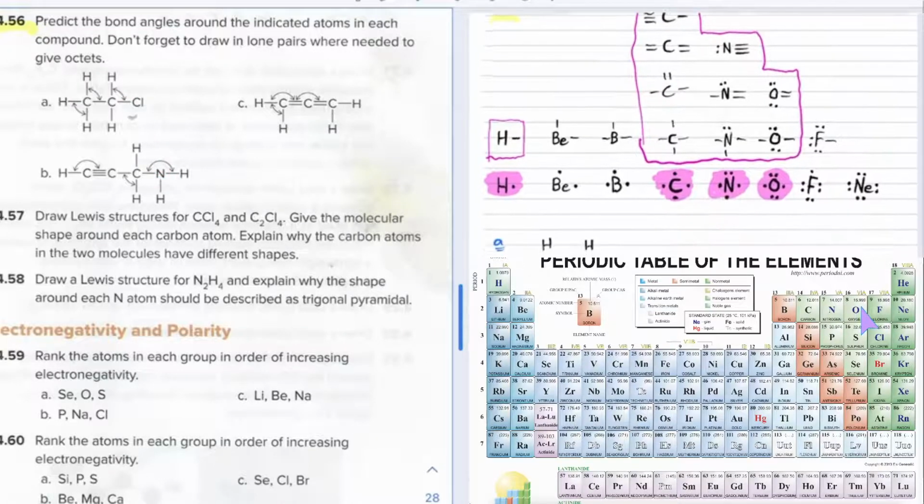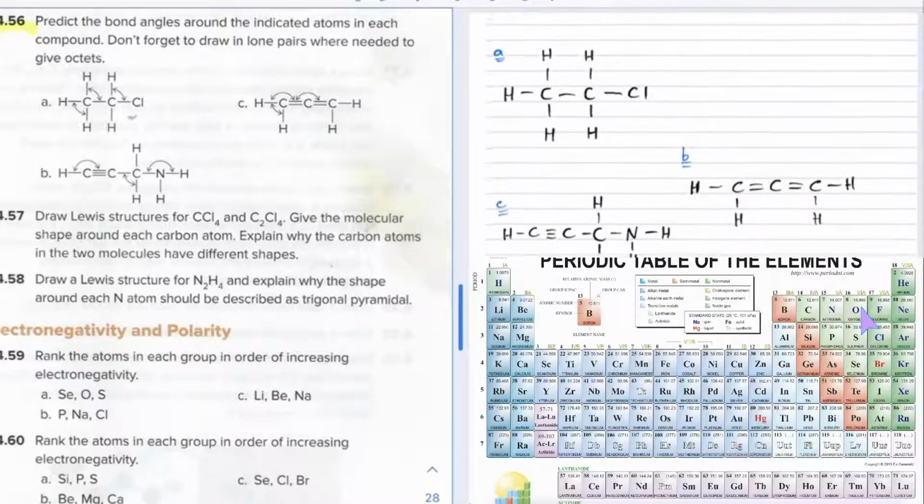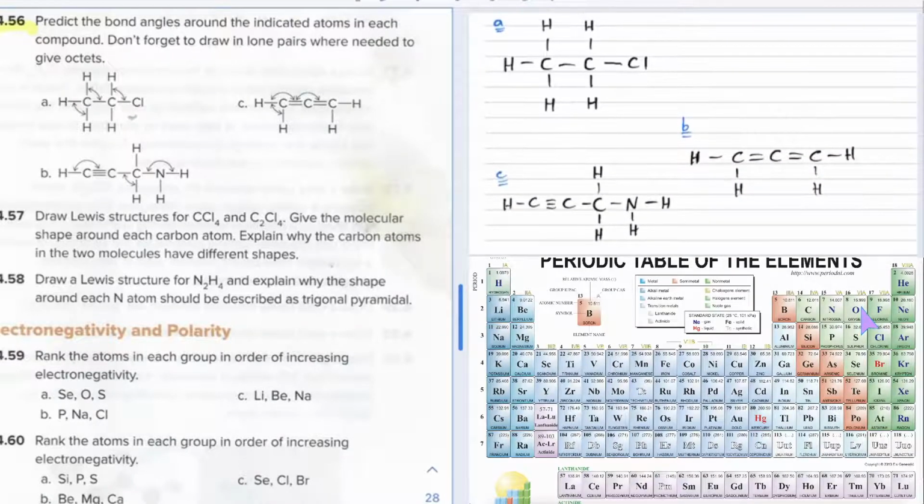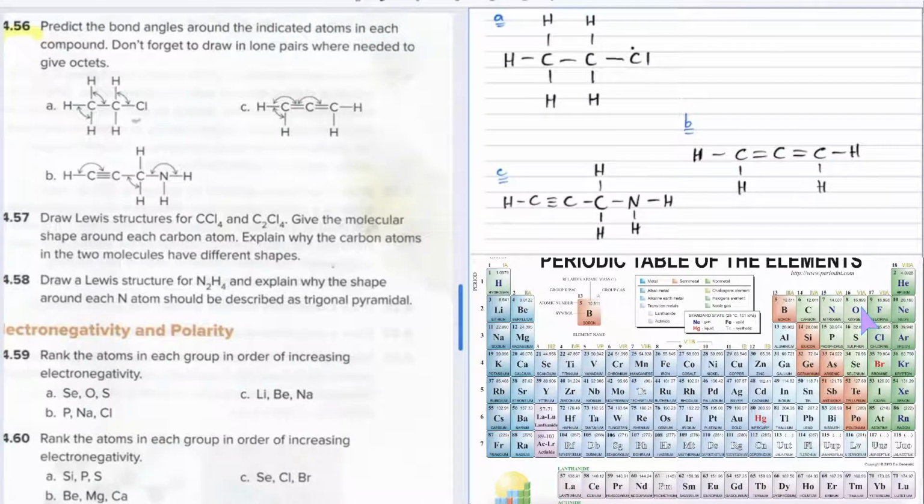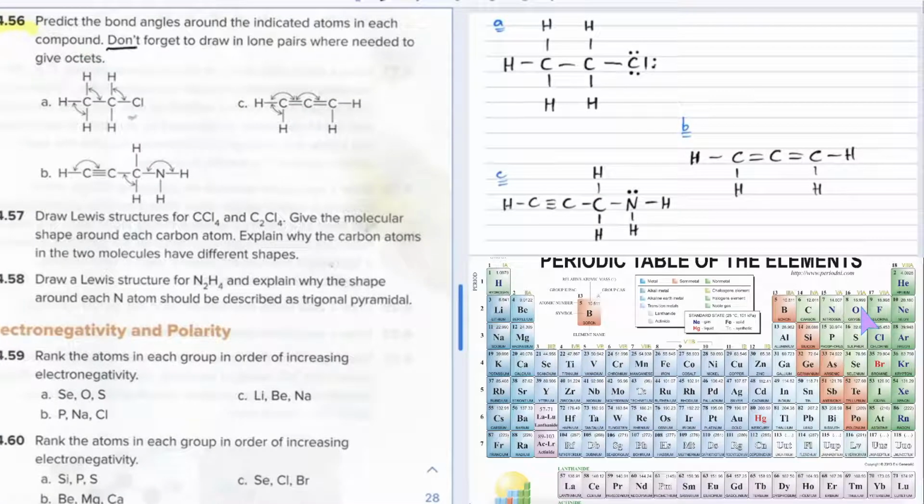Let's go ahead and do that. So I've written down the Lewis structures down here. The first one, the chlorine gets three lone pairs: 1, 2, 3. And then the nitrogen will get one lone pair. And everything's good over here. So we did that part. Don't forget to draw in the lone pairs. We did that. Now let's predict the bond angles around the indicated atoms.